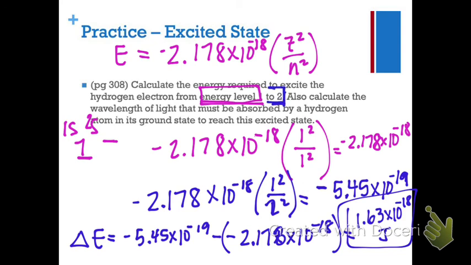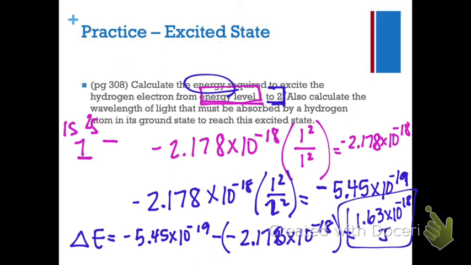This is the first part, calculate the energy required. Then we want to calculate the wavelength of light that must be absorbed to reach that excited state. So now I'm going to use that other equation I gave you: wavelength equals hc over delta E. Delta E is that number you have in your calculator right now, so I just keep that. In my calculator, I'm going to go alpha H times alpha C divided, put that in parentheses just to make sure, divided by second answer.